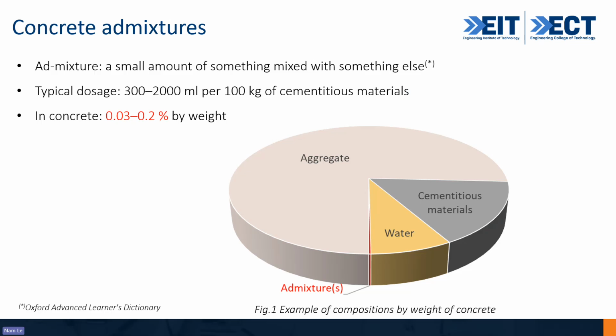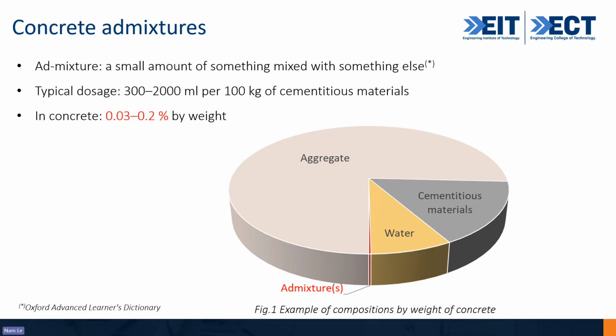Firstly, for concrete admixtures, as a term, admixture means, in the Oxford dictionary, a small amount of something mixed with something else. And the "ad" here is a prefix from Latin, meaning to or towards. It means we have something we add to other things, and what we add to is the concrete.